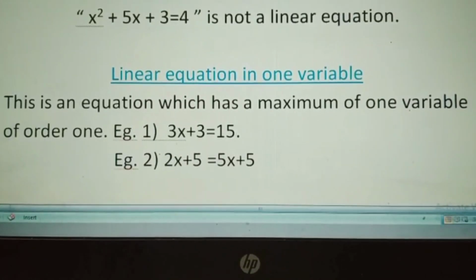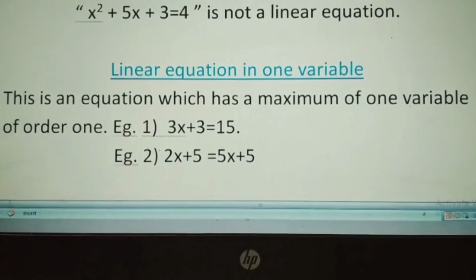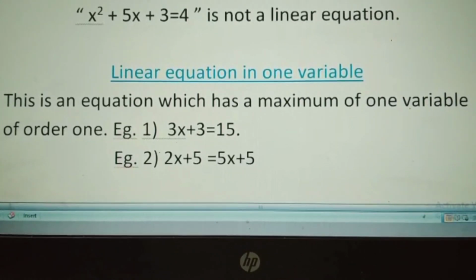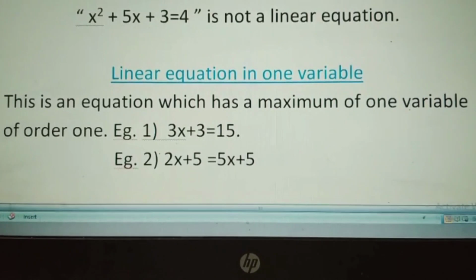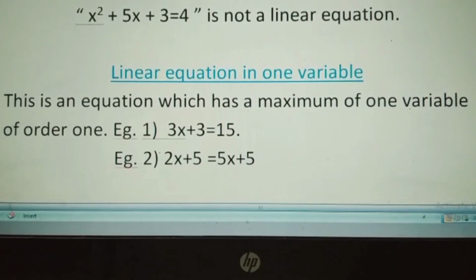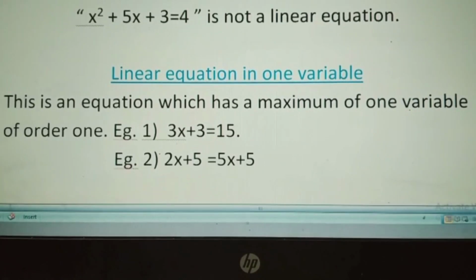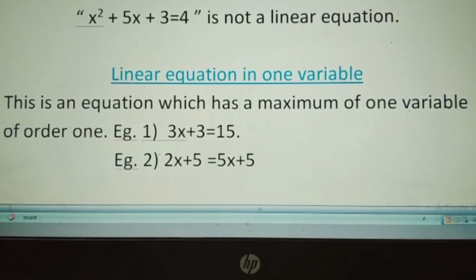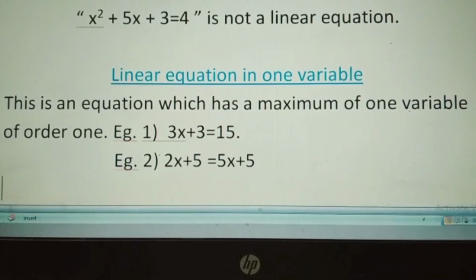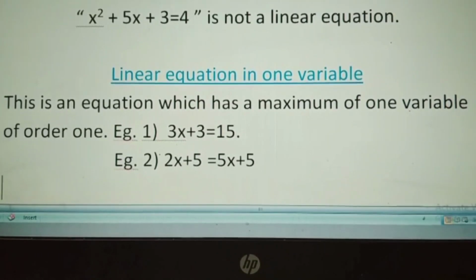Is x square plus 5x plus 3 equal to 4 a linear equation? No. Why? This is not a linear equation because the highest power of variable x is 2. So, this is not a linear equation.